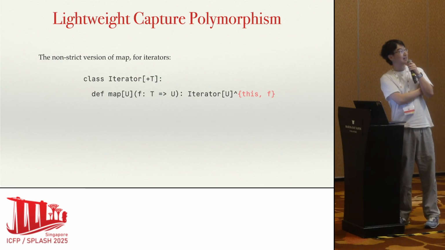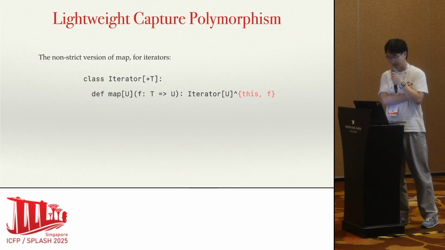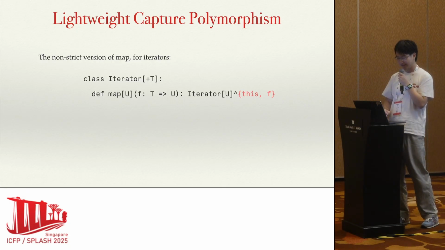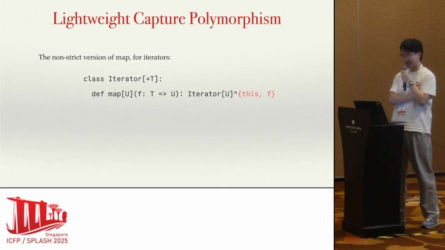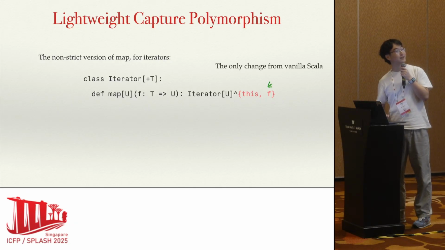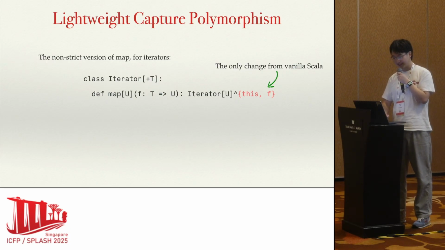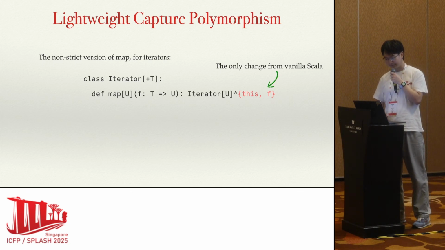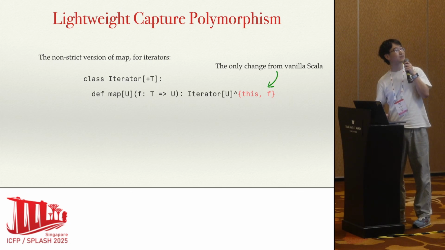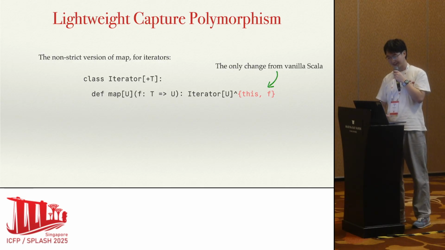So it's effectively polymorphic over the effects of f. Now let's look at the non-eager version of this mapping operation, the map of iterators. And this capture notation is the only change from the vanilla version. So this signature says that the resulting iterator can perform the effect of the input iterator and also the effect of the function f. So here, the name of f also becomes the effect it will perform.